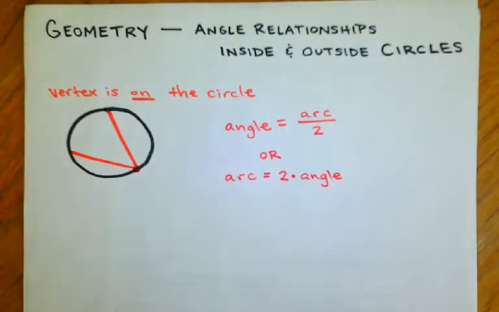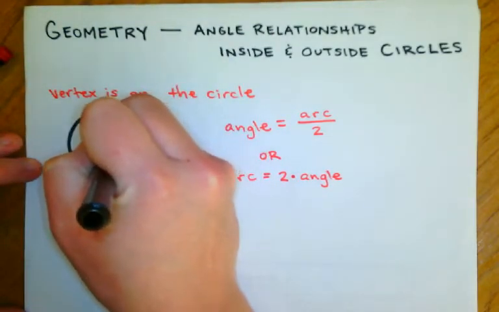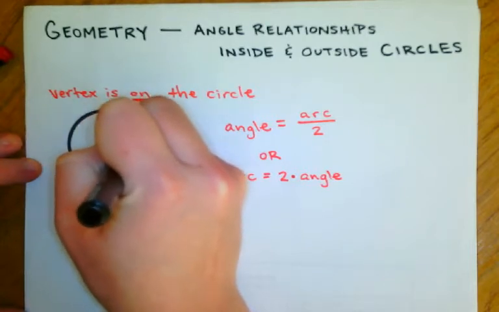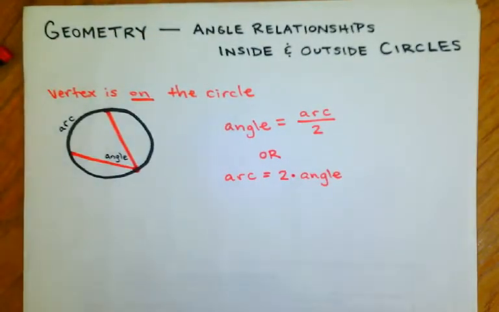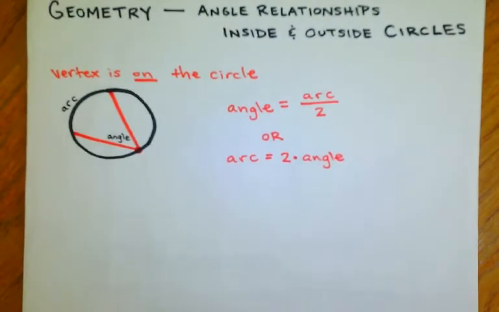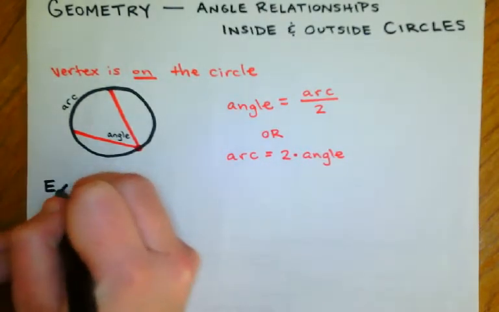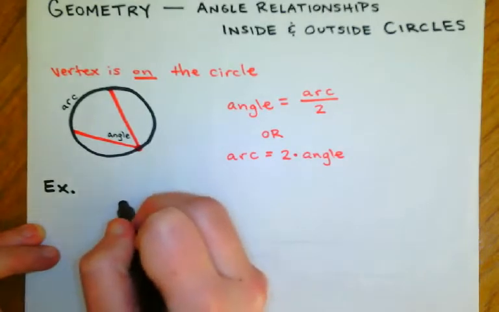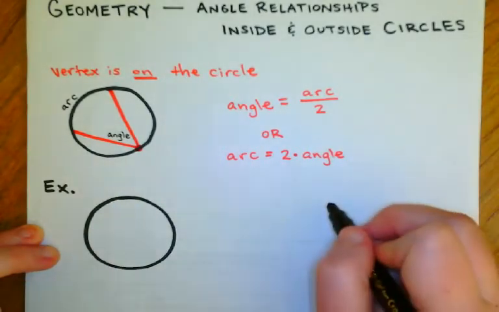All right, so the way that you're gonna see it is if this is your angle and this is your arc. I'll go ahead and show you guys a couple examples before we move on to the next relationship. All right, so I'm gonna draw some examples underneath here. We'll do 2 examples.